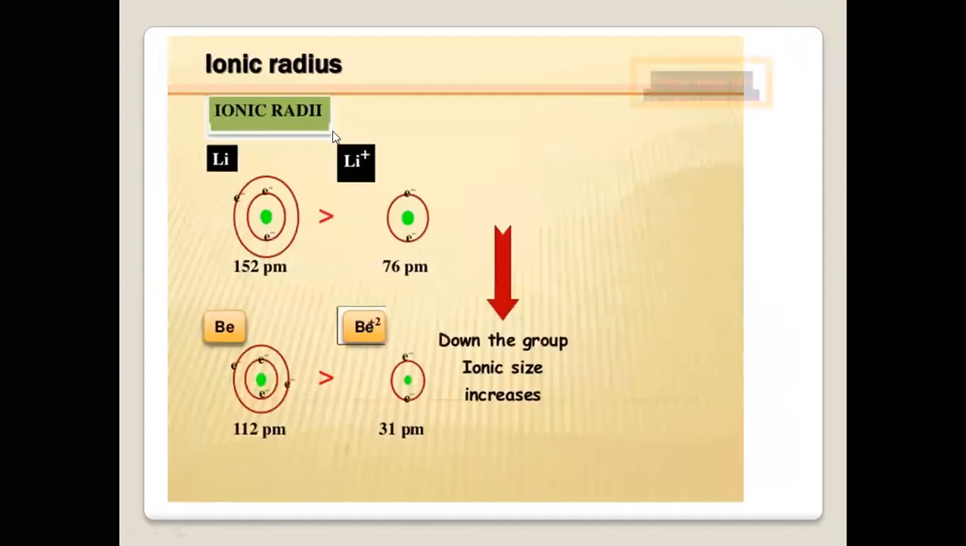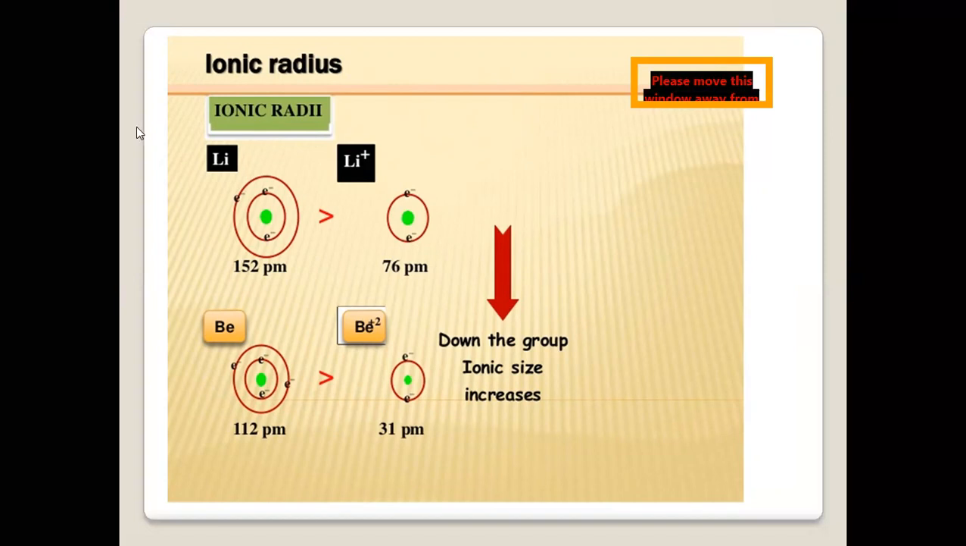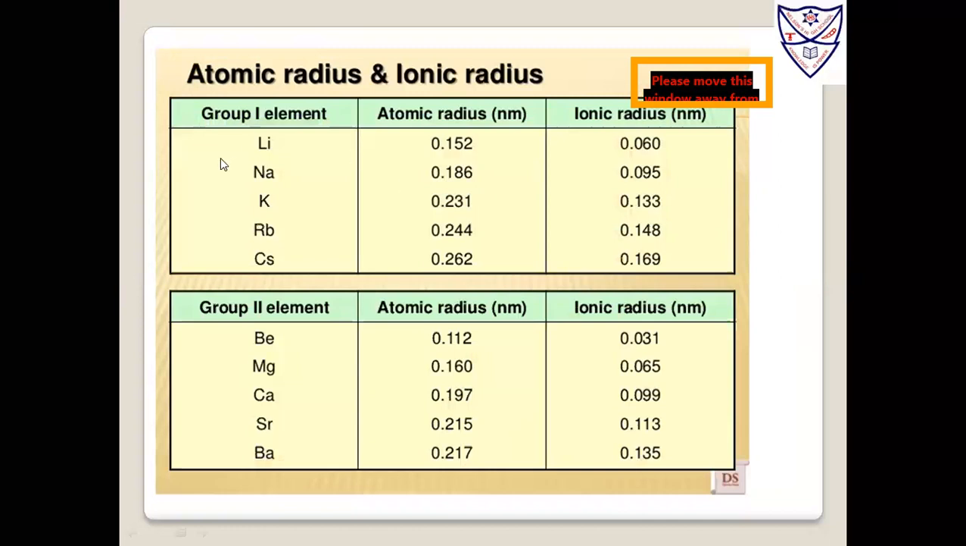Now about the ionic radius. Obviously, as the atomic radius increases as you go down, the ionic radius also increases, right? So as you go down the group, ionic size is increasing. Okay. See here, clearly it is given for group 1: the atomic radius is increasing, and the ionic radius is also increasing.